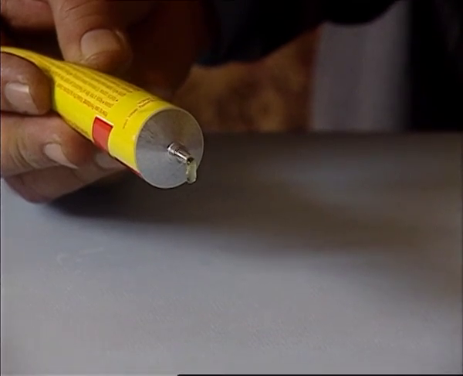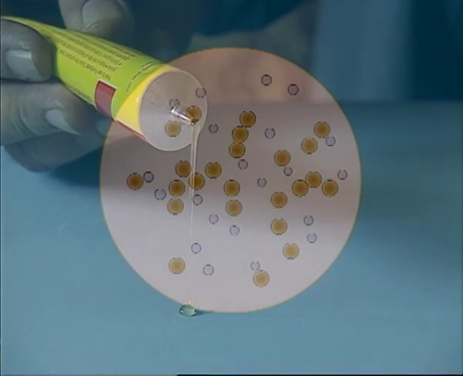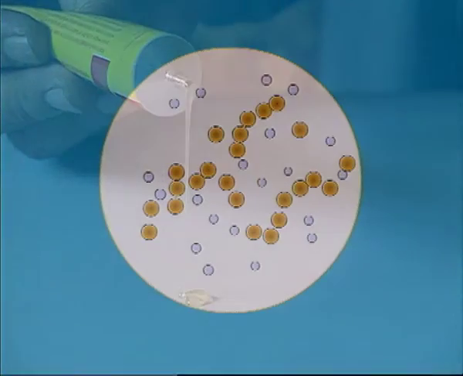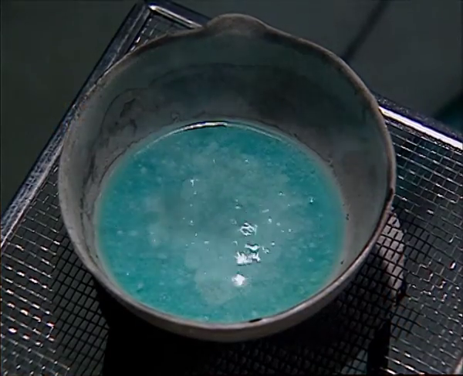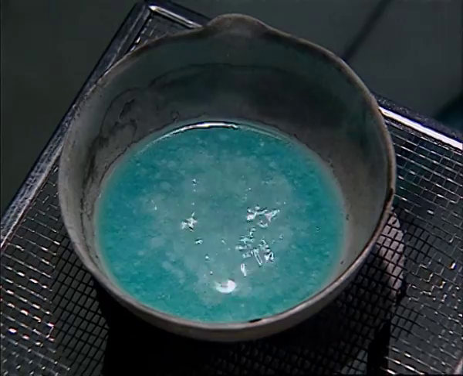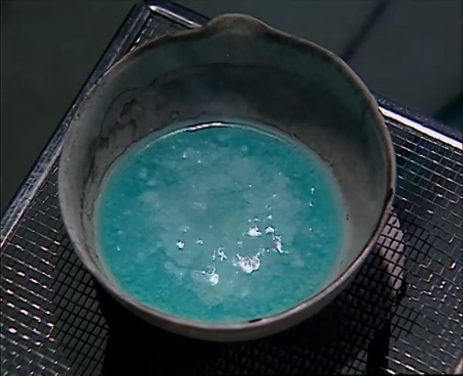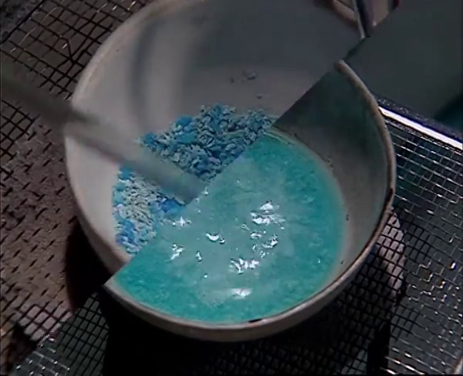Some types of glue are dissolved in an organic solvent like acetone. When the solvent evaporates and the glue dries, it leaves behind a sticky solid that binds the surfaces together. When a solution is heated and the solvent evaporates, the solute is left behind. We get a colorless salt.